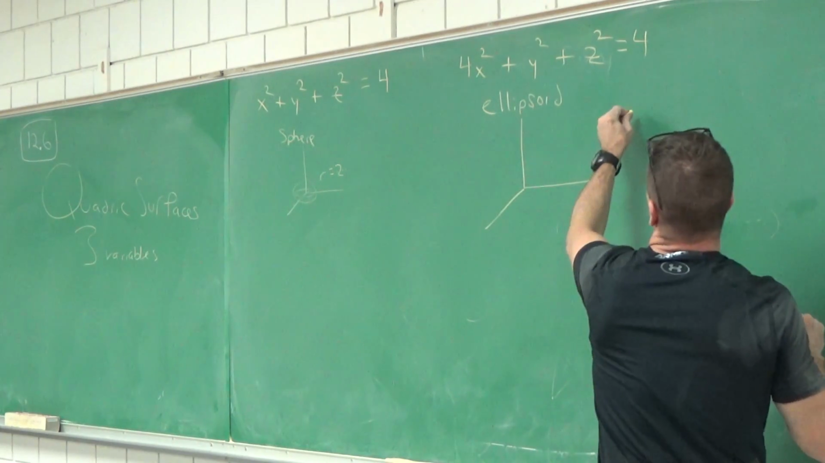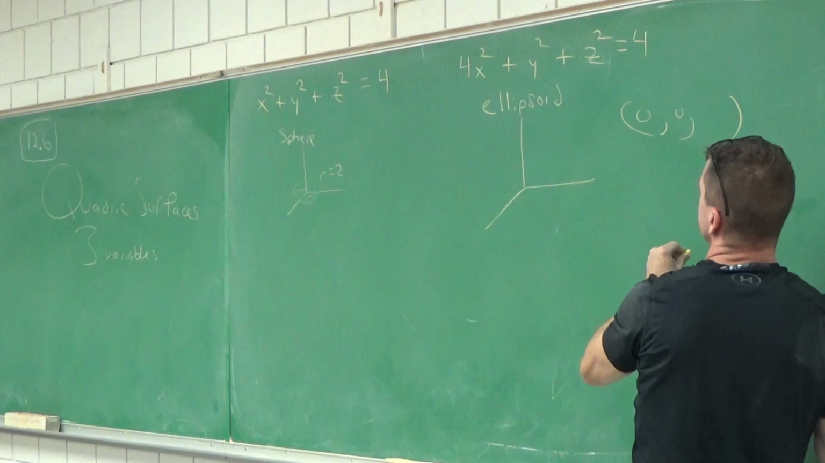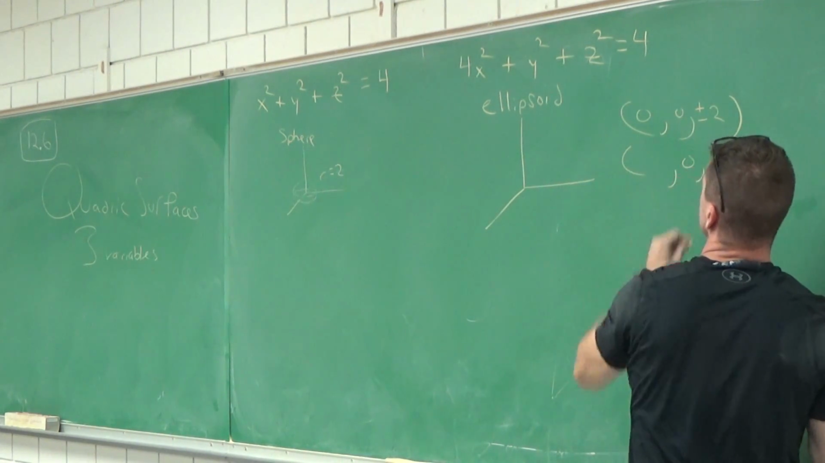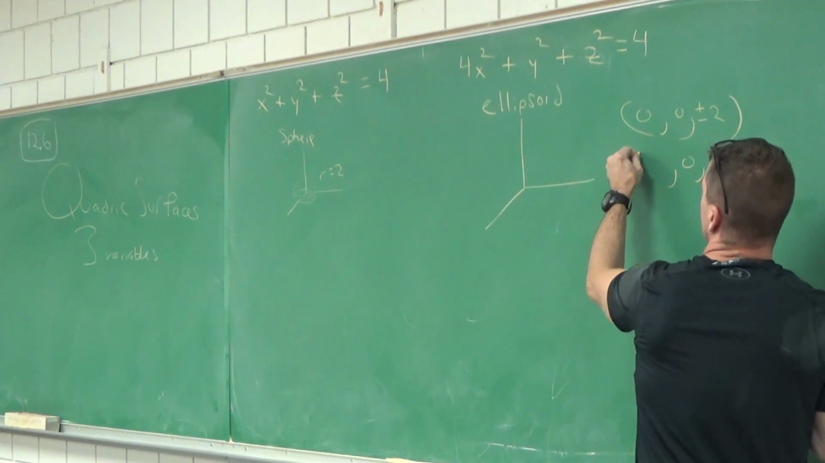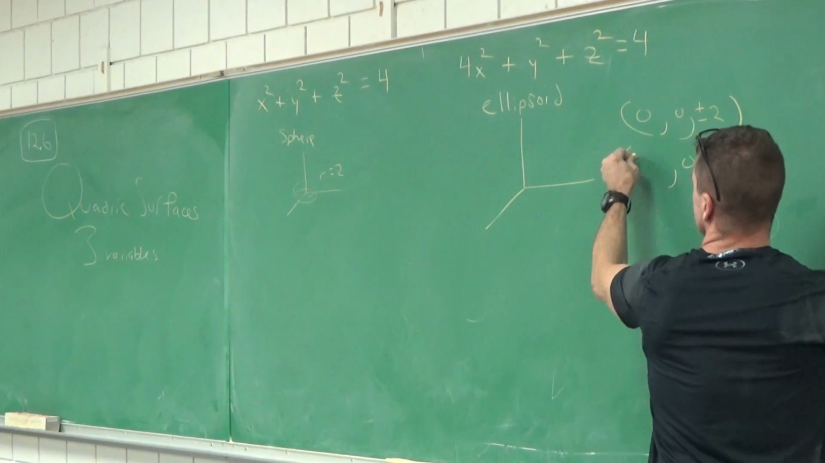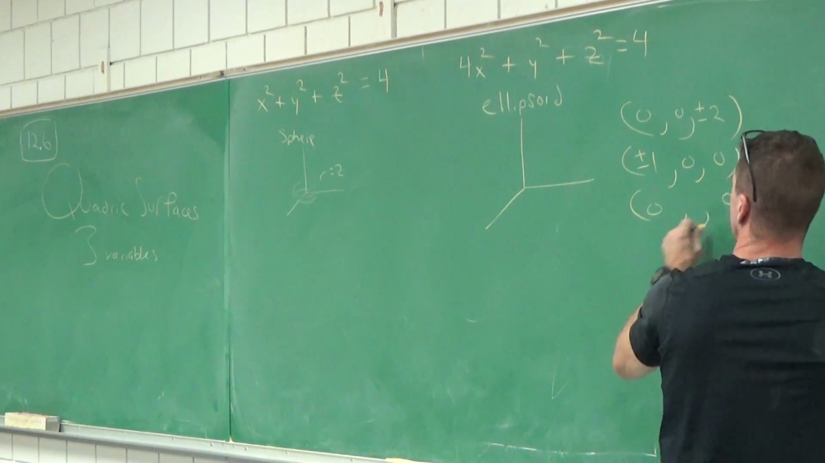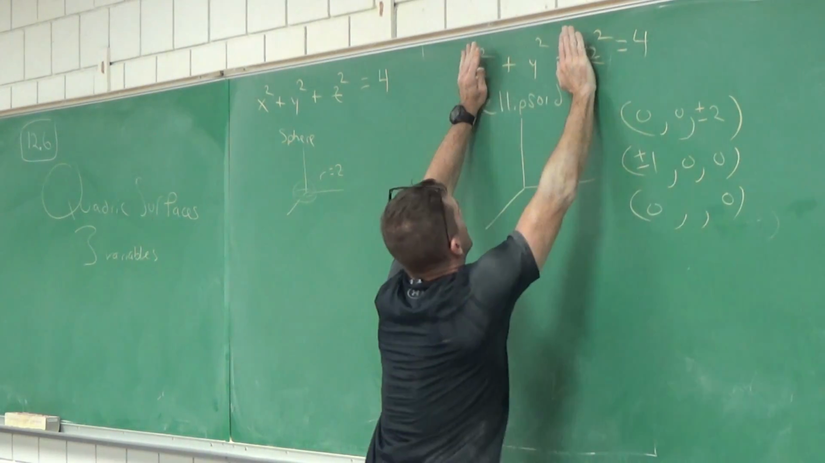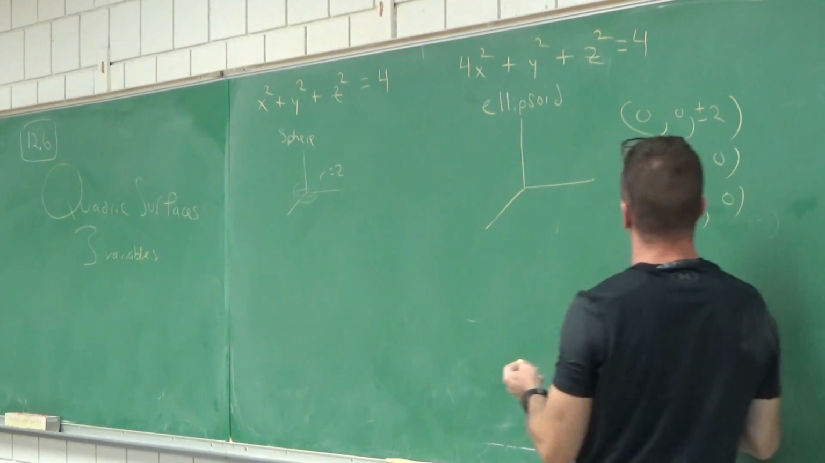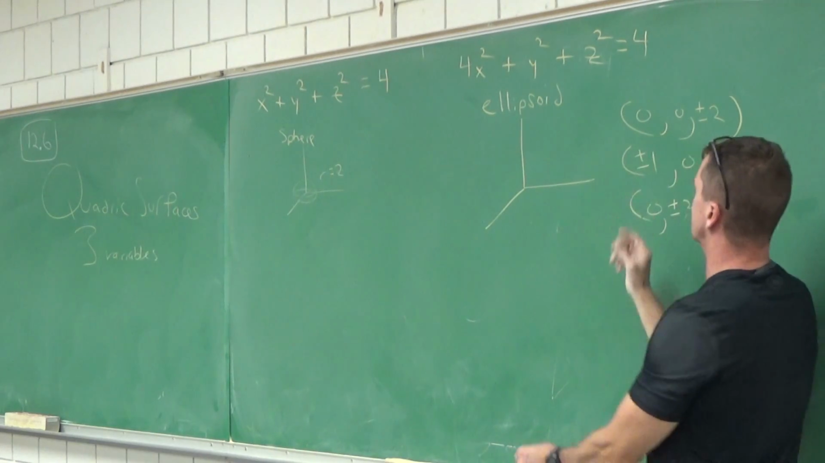I use the intercepts. What if x and y are 0? What's z? Plus or minus 2. What if y and z are 0? Plus or minus 1. So what he's doing is just plugging it in. And one more, what if these are 0s? Plus or minus 2. If you just wanted to see which way it's more elongated, it looks like it's stretched more along the z-axis.